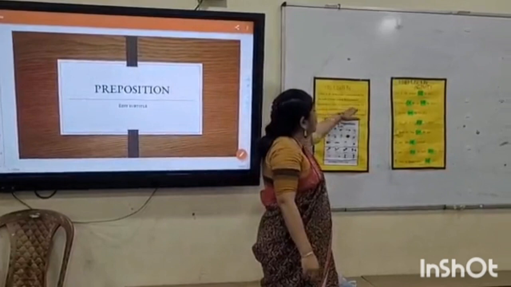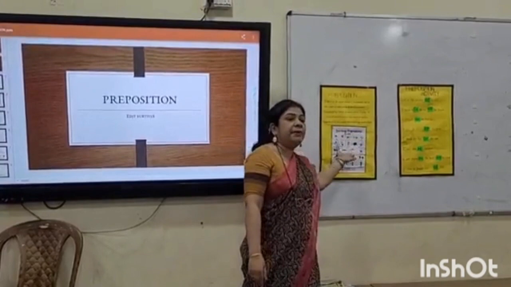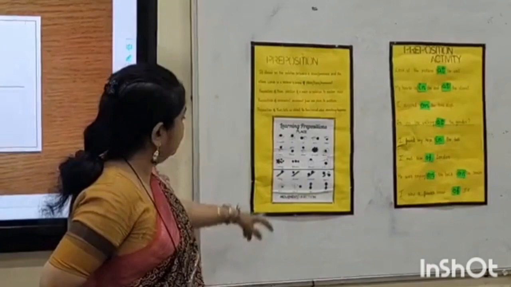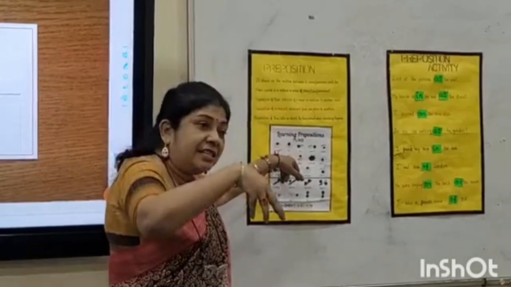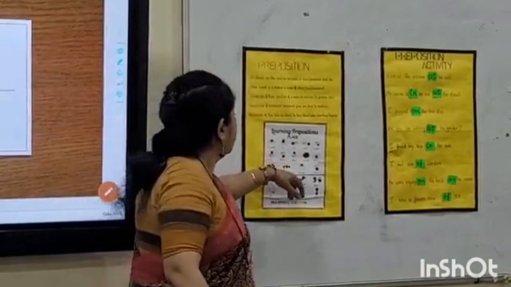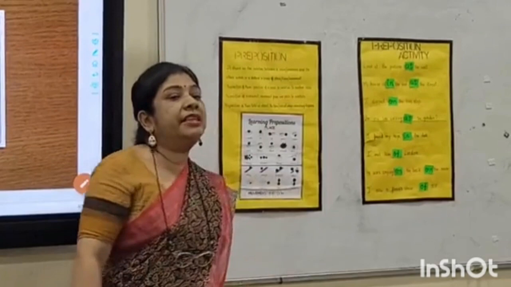noun. So from this chart, children, can you tell me some more preposition of place? Can you see some more preposition of place? This is in, when the ball is in the box. So this is over, when something is hovering. Not touching the surface, but it is hovering at the top. So this is before, meaning in front of, behind. All these are prepositions of place.